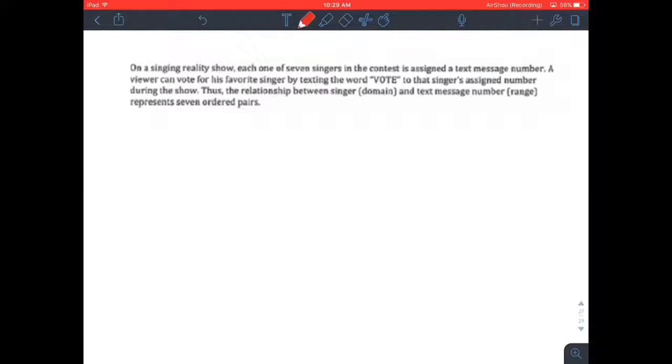On a singing reality show, one of the 7 singers in the contest is assigned a text message number. Yada yada yada. So what this means is each singer would be the domain, and the range would be the phone number. So every singer has a name, everyone has a phone number, and those are the ordered pairs.